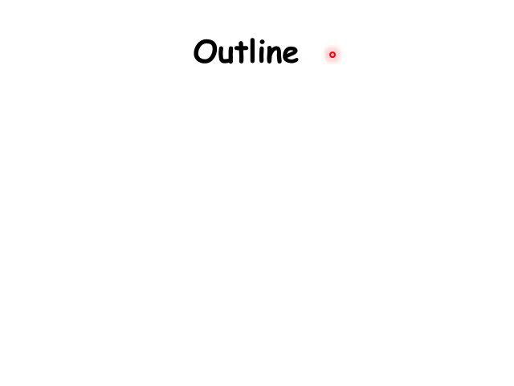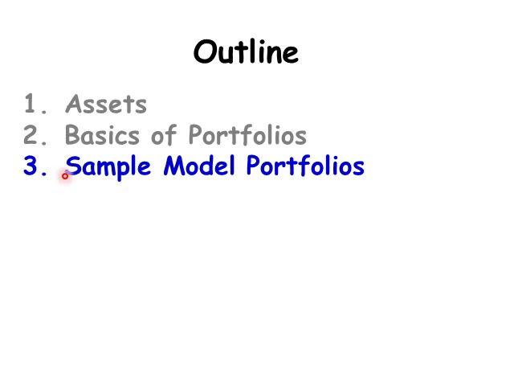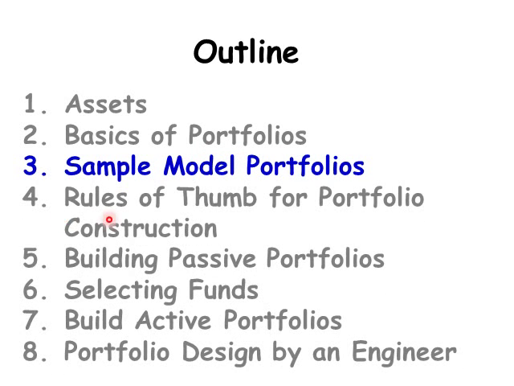Let's continue to the next section. So far we have done the section on assets and the section on basics of portfolios. Now we'll talk about sample model portfolios. The next section would be rules of thumb for portfolio construction and building passive portfolios. To build active portfolios, we would need to select some funds, and then we will share how I do a portfolio design.